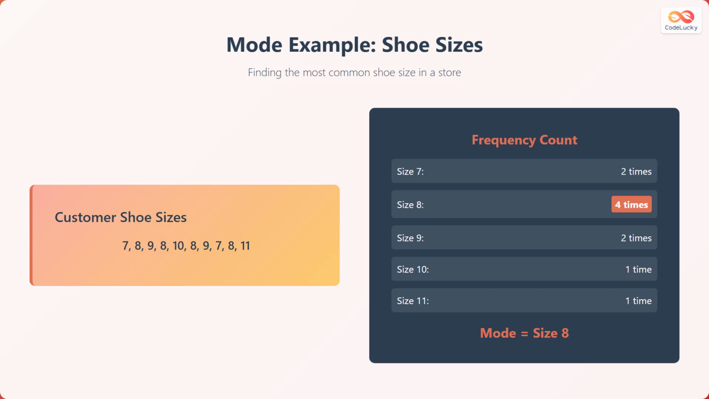Let's consider an example to find the mode. Suppose we have the following customer shoe sizes: 7, 8, 9, 8, 10, 8, 9, 7, 8, and 11. To find the mode, we count how many times each shoe size appears. Size 7 appears 2 times. Size 8 appears 4 times. Size 9 appears 2 times. Size 10 appears 1 time, and size 11 appears 1 time. Since size 8 appears most frequently, 4 times, the mode is size 8.